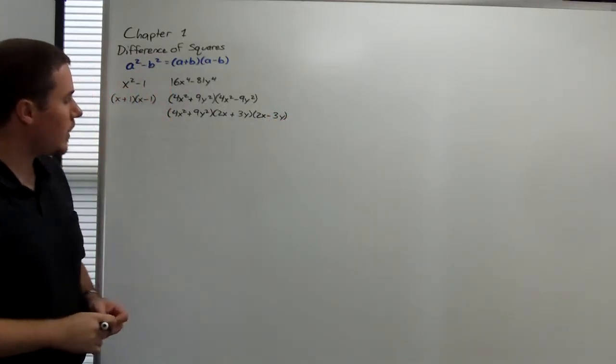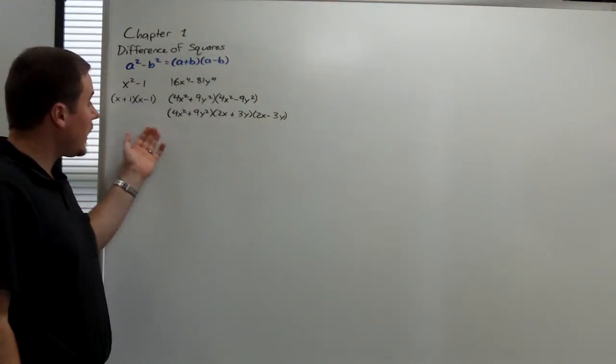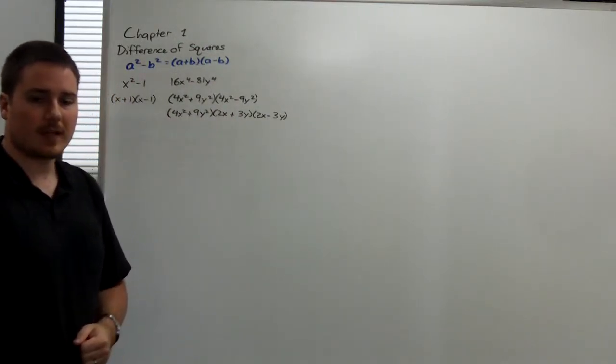Being binomials of lowest degree, these two are prime, and we've already declared this prime, so we have a completely prime statement. That's the difference of squares.